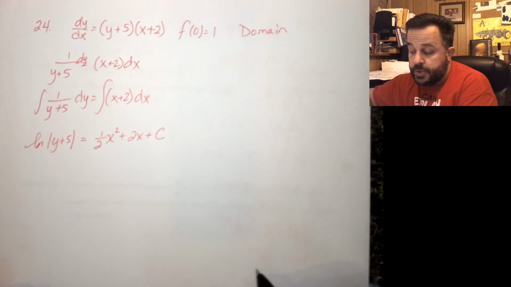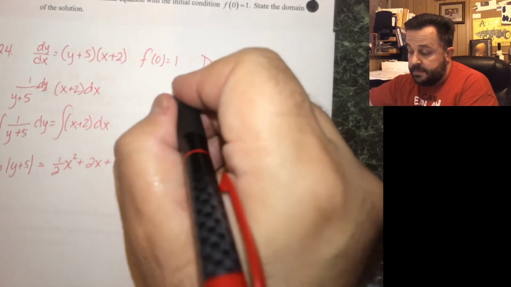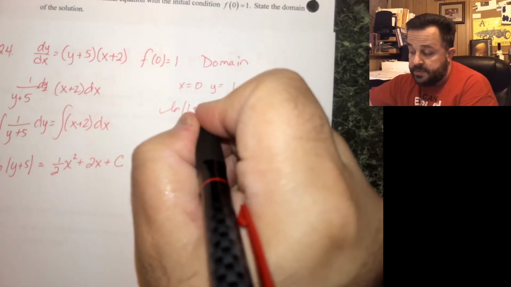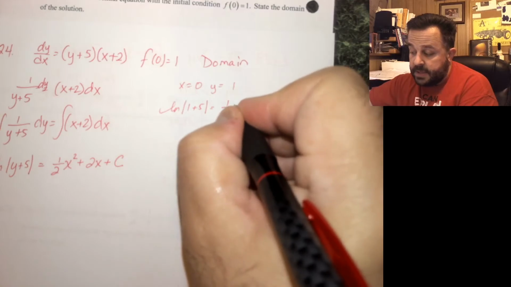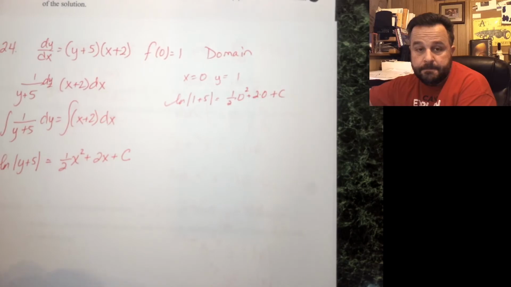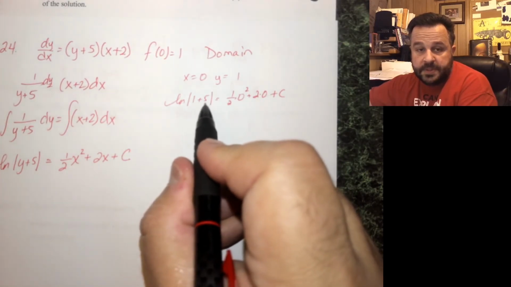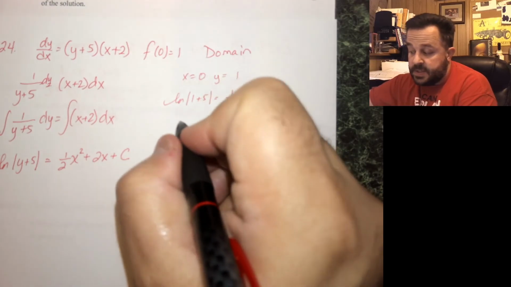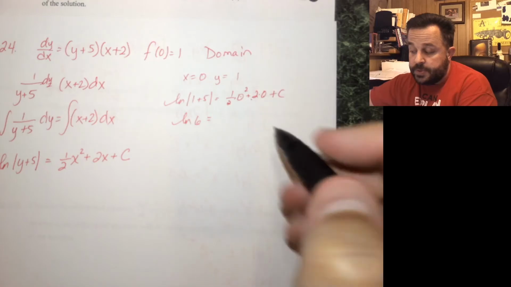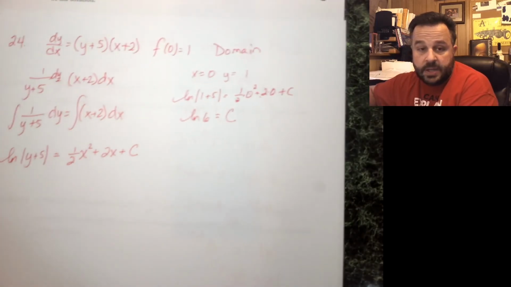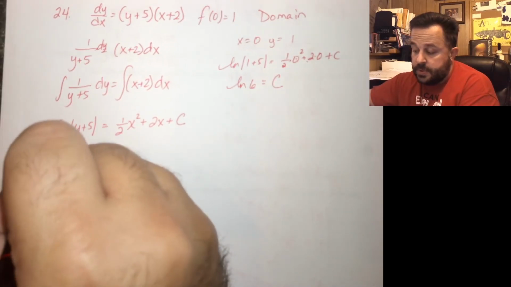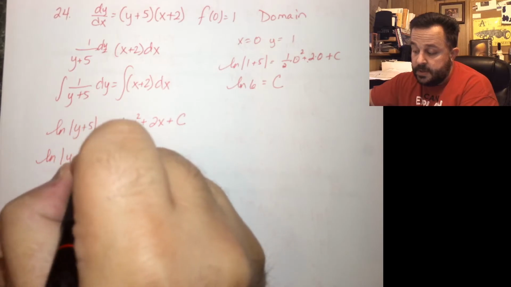So now we use our initial condition of when x is 0, y is 1. So I have the ln of 1 plus 5 equals 1/2 times 0 squared plus 2 times 0 plus c. The left-hand side, 1 plus 5 is 6. The absolute value of 6 is 6. So we just get the ln of 6 on the left. 0 squared is 0, 0 times 2 is 0. Plus c gives us a constant of ln of 6. So let's substitute that value in for c.